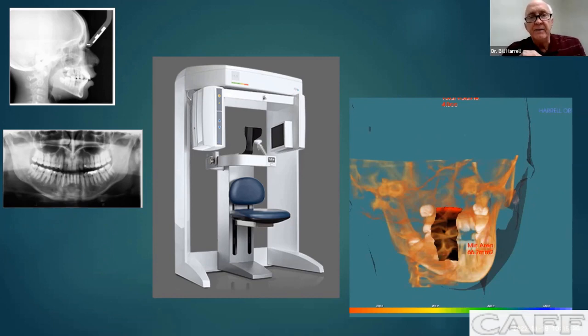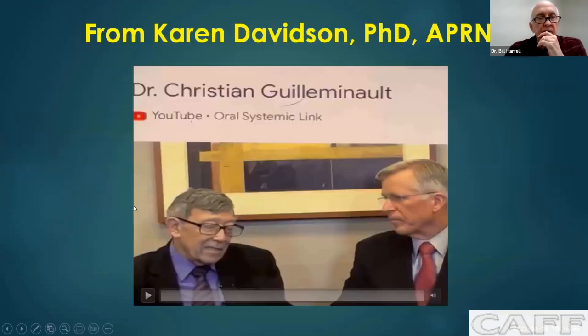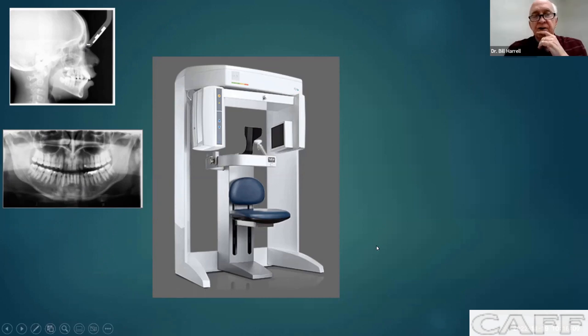But now actually I've got the iCat Flex, and in the machine that I have now, I can take what you see over there on the right, like on my grandson, for less radiation dose than these two films. Really? Yes. These two films, in a normal traditional dental orthodontic practice, are anywhere from 25 to 30 microsieverts.